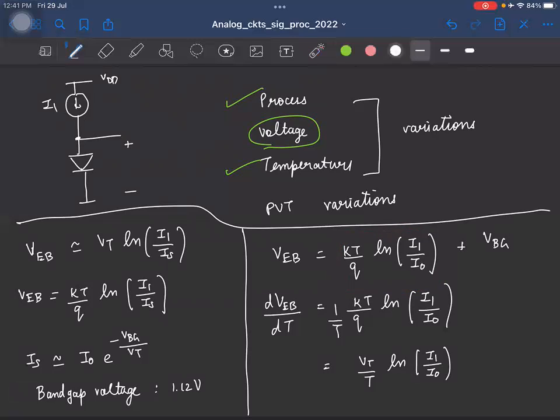I mean, it turns out that this value of I naught will be several orders of magnitude higher than I1. Exactly. So the argument inside the ln will be less than 1, and that's why you get the negative slope. Is that clear? I mean, his question was, it looks like from here it's positive slope, right? It's increasing with temperature. But the catch is, this fellow is much less than 1. So if you take a natural log of a quantity that is much less than 1, you get a negative sign.